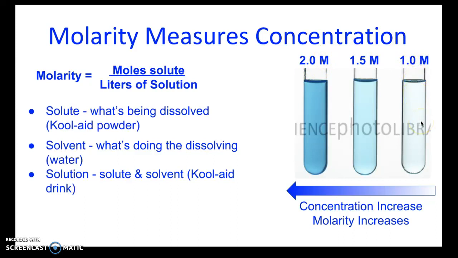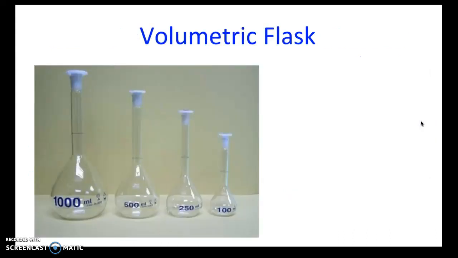All right. Well, in order to fully understand how to utilize this molarity equation, we also need to know how solutions are made in chemistry. And the tool that we use for that is called a volumetric flask. And here are 4 examples of volumetric flasks of varying size. The largest volumetric flask is 1,000 milliliters, and the smallest one is 100 milliliters.